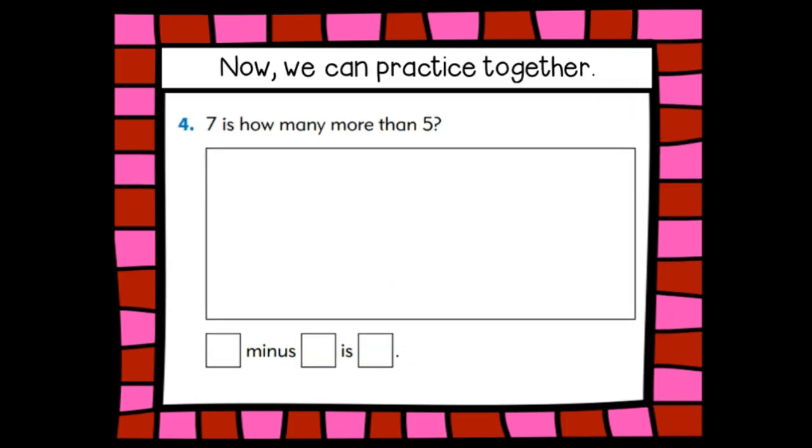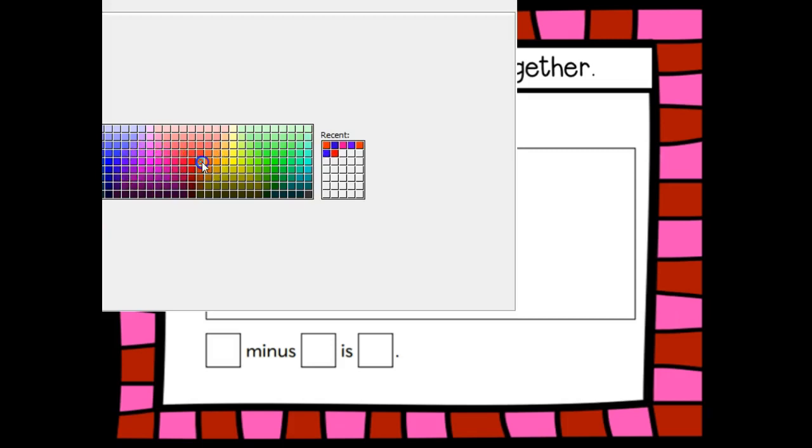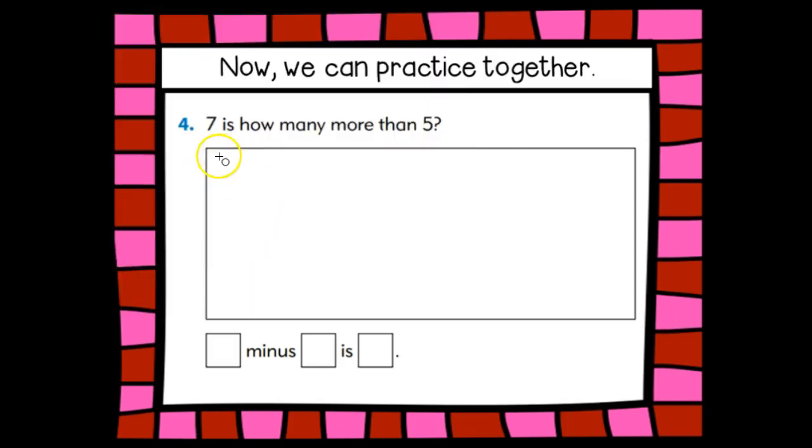So this is problem number 4. And it says 7 is how many more than 5? 7 is how many more than 5? So let's draw our circles. 1, 2, 3, 4, 5, 6, 7. 7 is how many more than 5? So we have our row of 7.